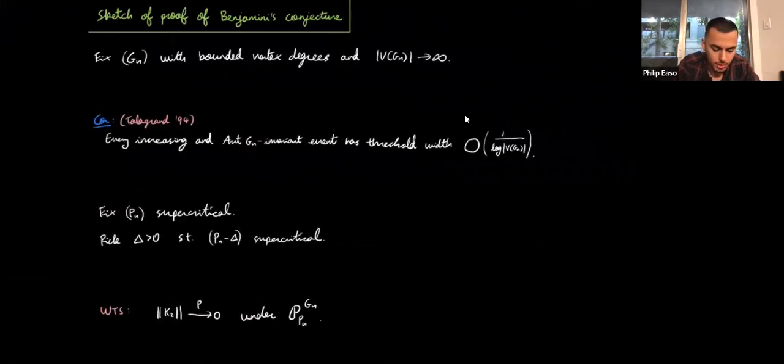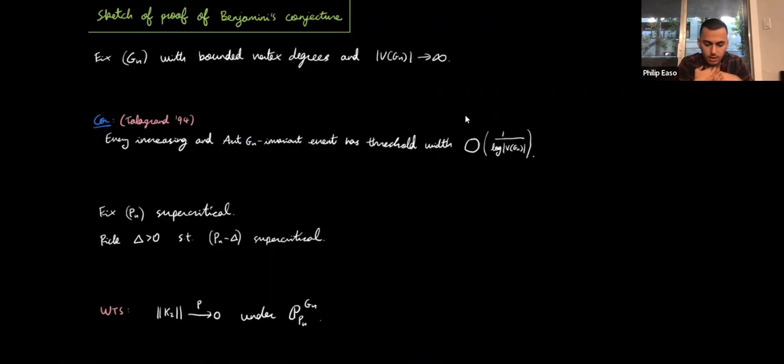So yeah, in the remaining time, I'm going to try and sketch our solution to Benjamini's conjecture, which was what started this whole thing. And this is the statement that if you have a sequence of finite transitive graphs with uniformly bounded vertex degrees and volume diverging, then you have the supercritical uniqueness property.